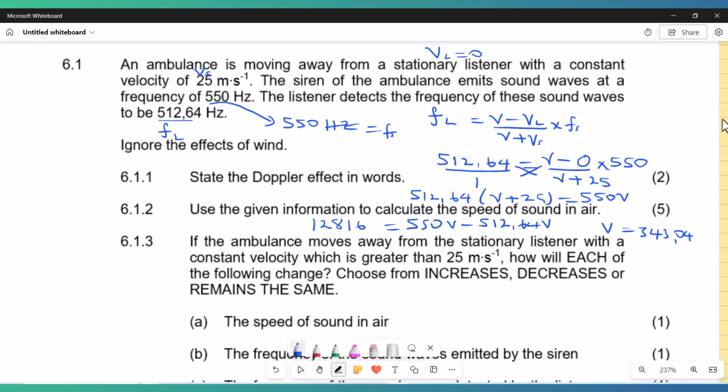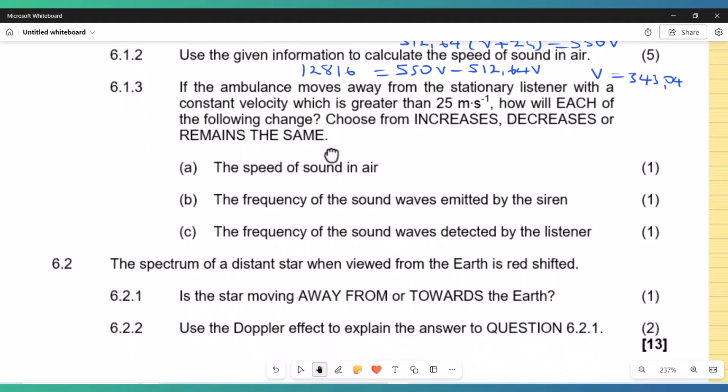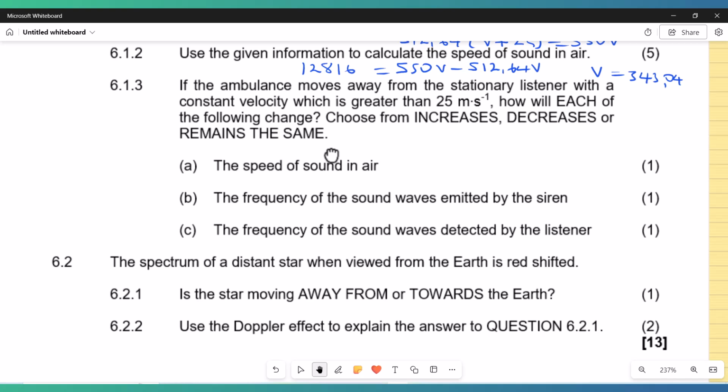Next question here, they said that if the ambulance moves away from the stationary listener with a constant velocity which is greater than 25, maybe 30 or 35, how will each of the following change? Choose from increase, decrease, or remain the same. The speed of sound in air. Now, the speed of sound in air does not depend on the listener or source moving, so it remains constant. So here we say it remains the same.